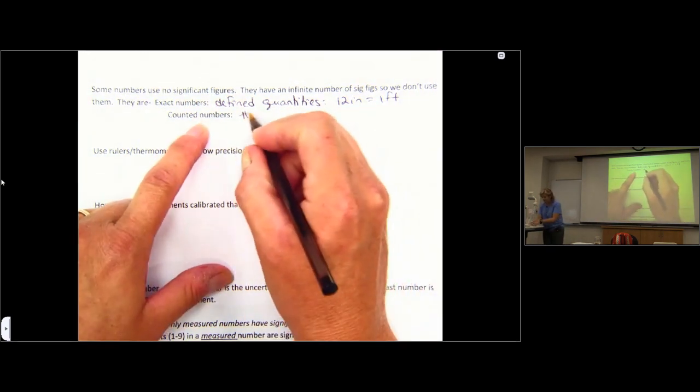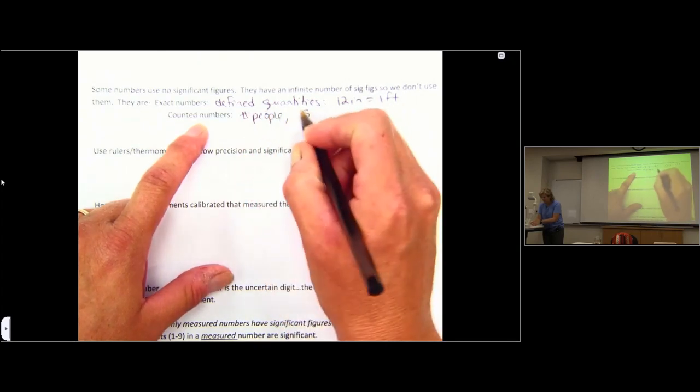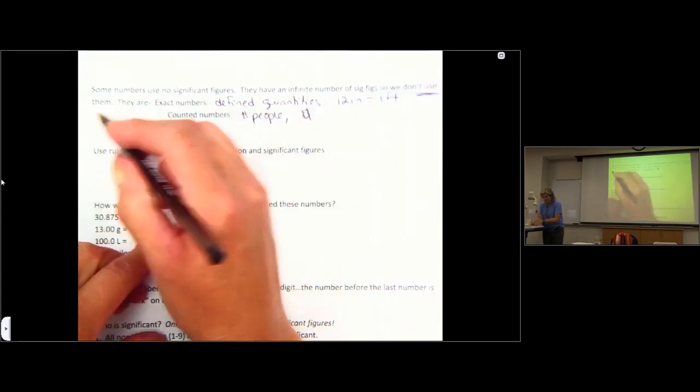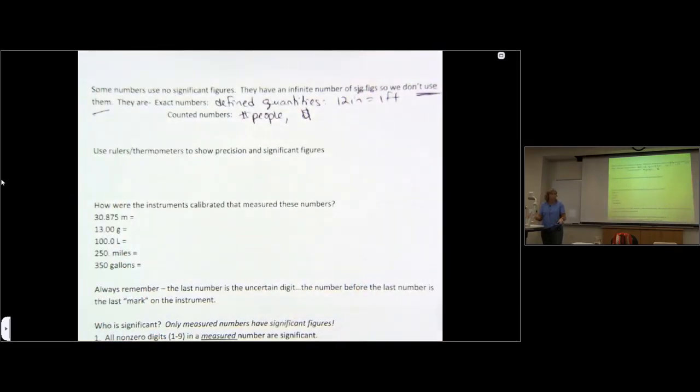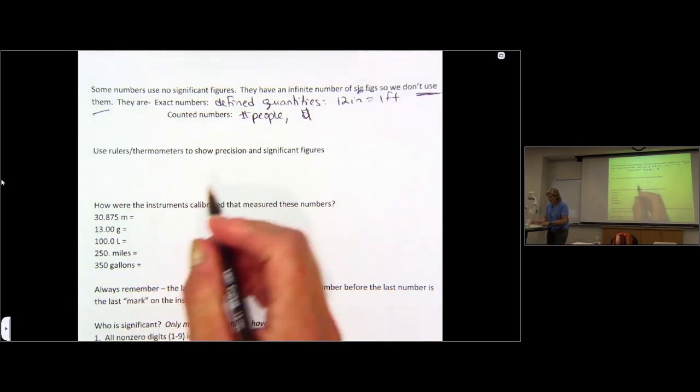Counted numbers, so the number of people. Money, no significant figures. We don't use significant figures when we're dealing with these. So if I say to you, you owe me $25.32, do I say that's four significant digits? No, I say don't worry about significant digits because it's counted. You don't worry about significant digits for counted numbers. So when do we? What do significant figures help us understand? An instrument. The purpose of significant figures is all about the instrument.